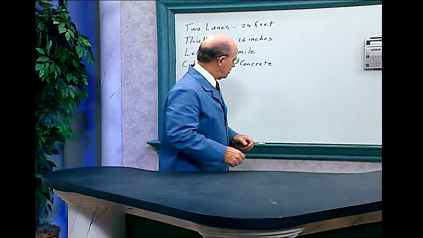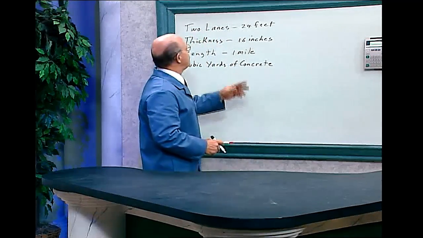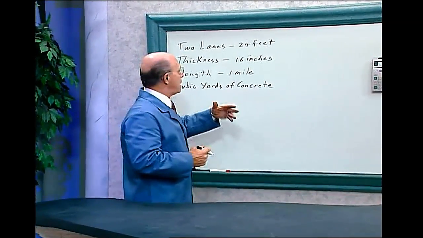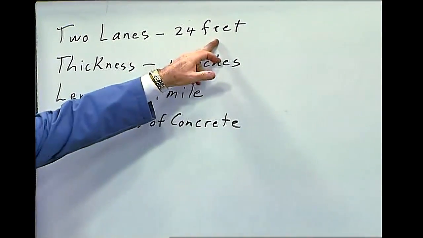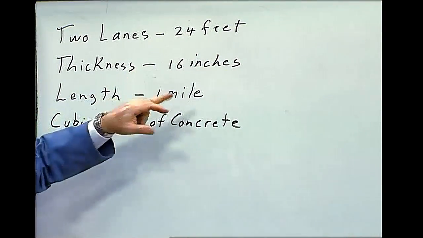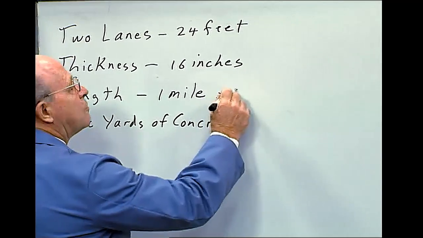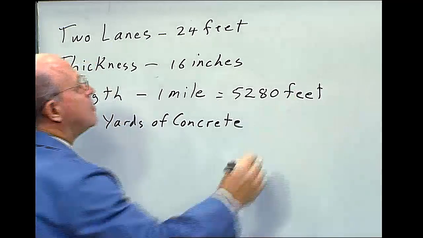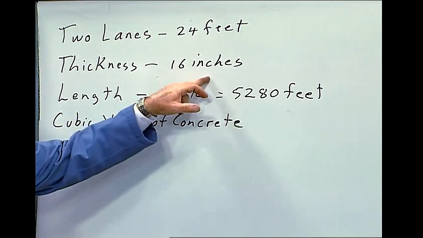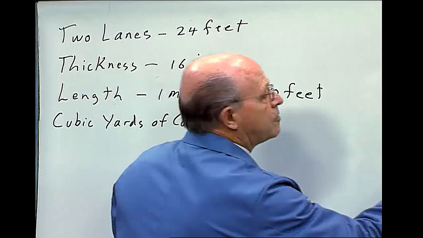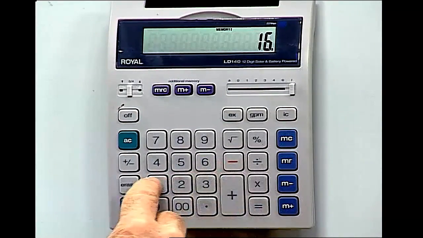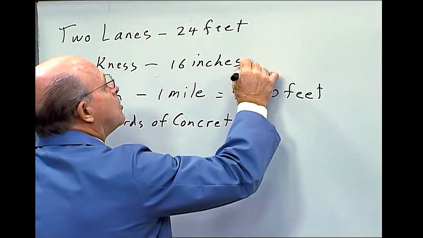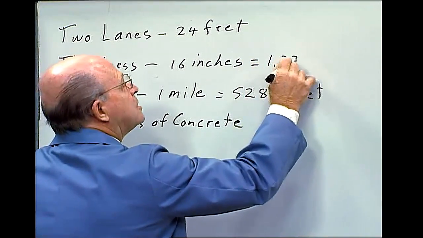Let's do the math. First thing we need to do is convert all the measurements into some unified measurement. And I think the best thing to do is use feet. Of course, this is in feet. A mile equals 5,280 feet. Now you have to convert 16 inches into feet. So we take 16 divided by 12 inches equals 1.3333. And so we'll round that to 4 places.